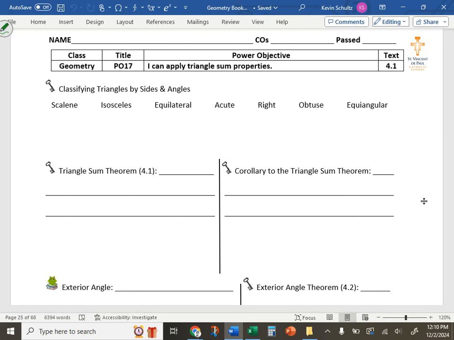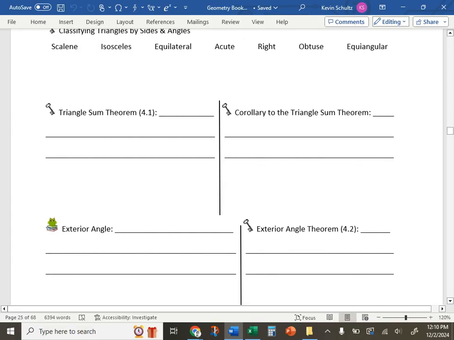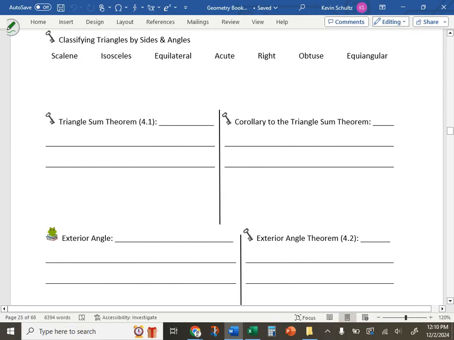We are starting Unit 3 with a PO17, applying triangle sum property. So this is something that we have talked about in the past, or you've had before, the different types of triangles and how to classify them by their sides and angles. So this will not take long, hopefully. But what is a scalene triangle? What information does that give you about the triangle?